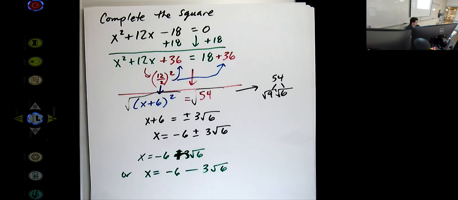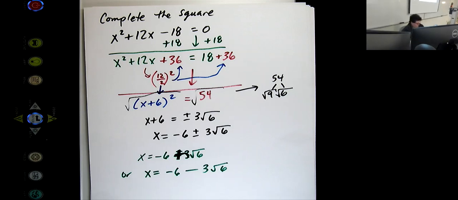That was fun, right? Let's do that same problem with the quadratic formula.